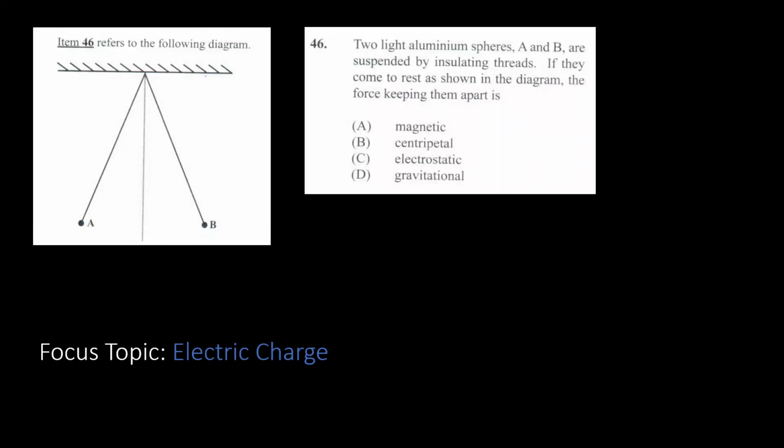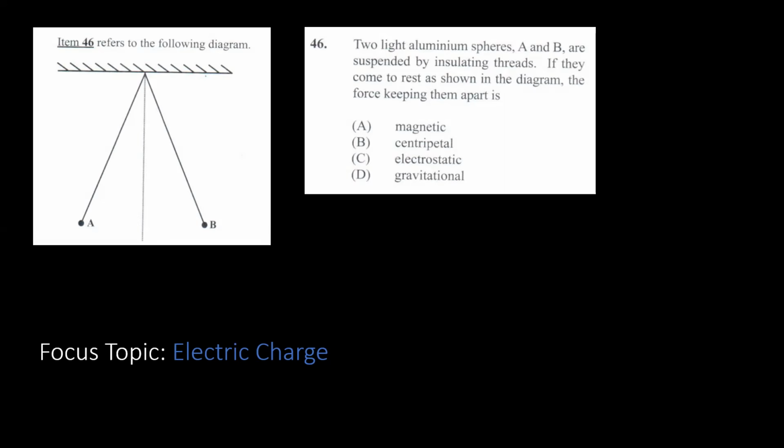All right, item 46 has to do with the topic of electric charge or even electrostatic charge. Two light aluminum spheres A and B are suspended by insulating threads. Now they come to rest as shown in the diagram, with A and B basically being repelled by each other. And you're asked to identify which force is keeping them apart.